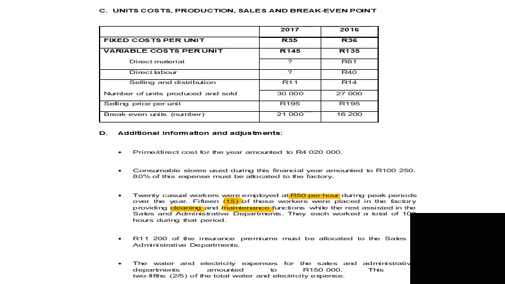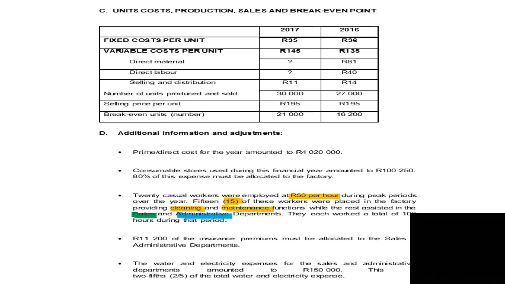The next bullet. Okay, we are still continuing. While the rest assisted in the sales and administration department. So out of 20, 15 were in the factory providing cleaning and maintenance. Out of 20 we are left with 5. The 5 were now in selling and distribution, in sales, that is one department, and administration, which is another department. So 5 of these workers are not involved in the factory, they are for those departments.